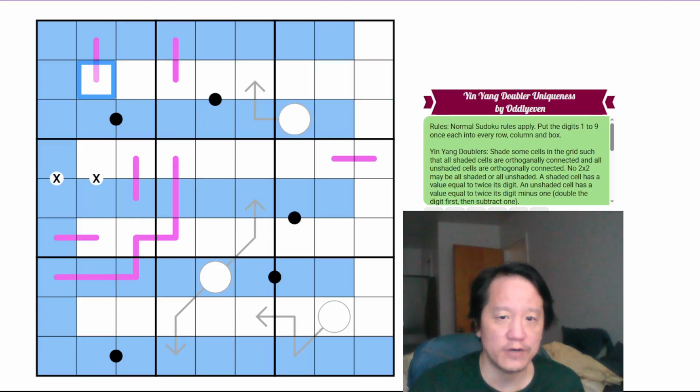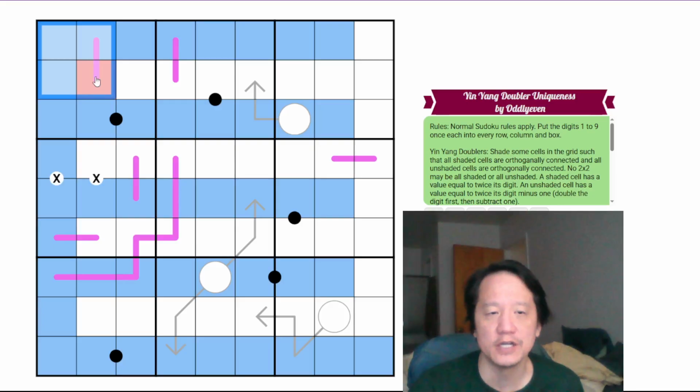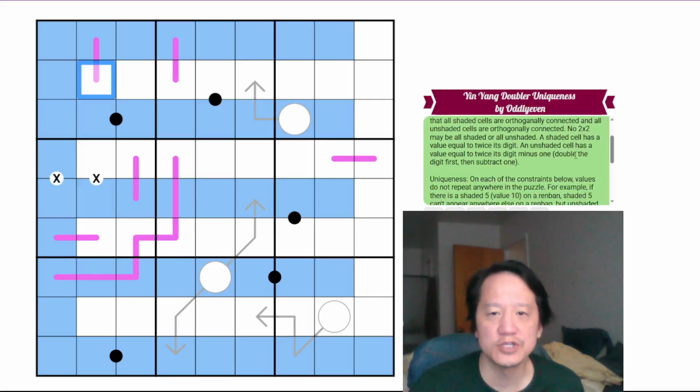Another example of an invalid shading would be something like this, because this 2x2 area is now all fully shaded, and that's not allowed. So those are examples of valid and invalid yin-yang shadings.